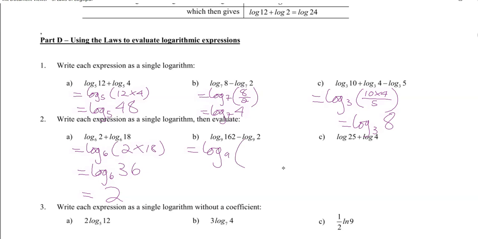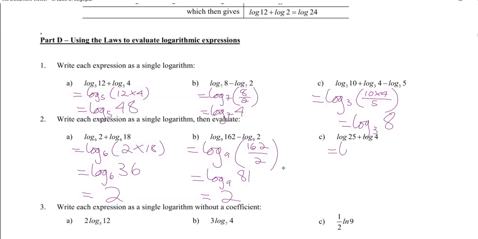Log base 9 of what? What do we do? What operation? Division. We're going to divide. 162, right? So the first number is the numerator and the second number is the denominator. What's 162 divided by 2? So log base 9 of 81 says 9 to the what is 81? Answer is 2, right? 9 squared is 81. 9 to the power of 2.